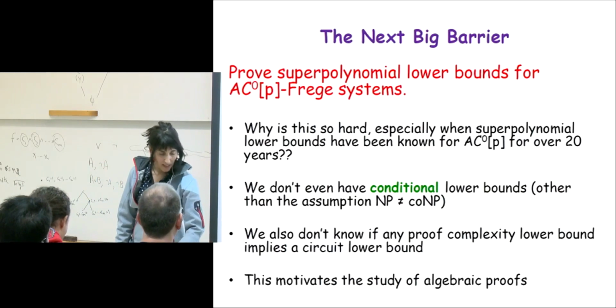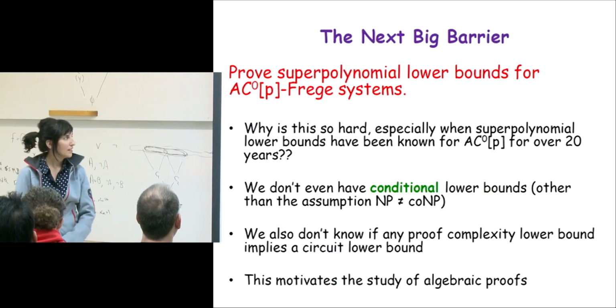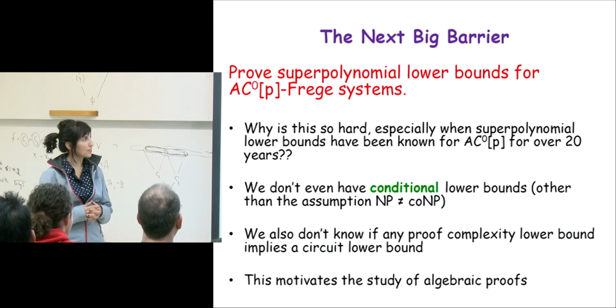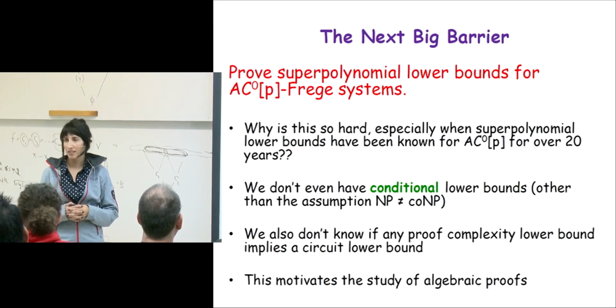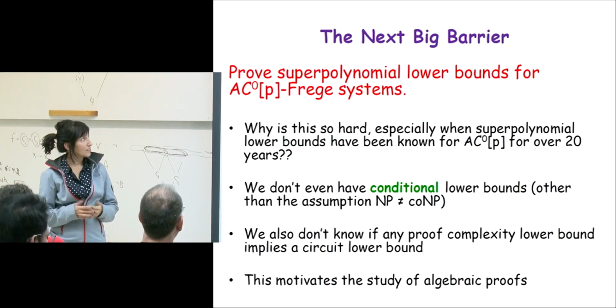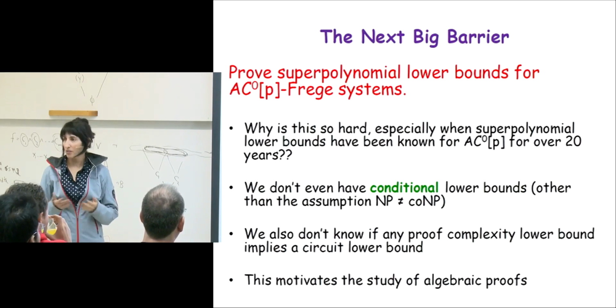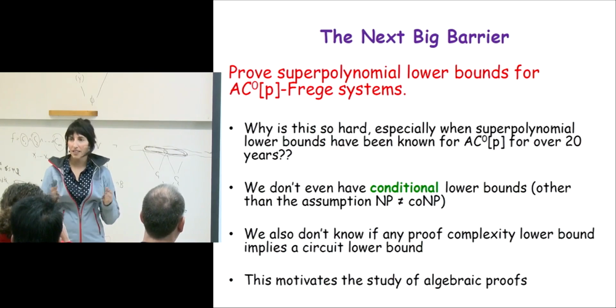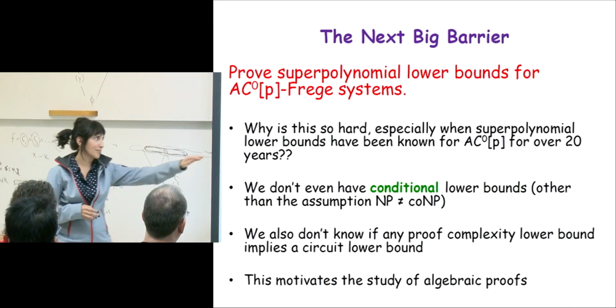And it's a bit puzzling, because Razborov and Smolensky proved lower bounds for the analogous circuit class a long time ago. Why is it so hard to get the corresponding lower bounds in proof complexity? We don't even have conditional lower bounds. So not only do we not have unconditional ones, but we can't even prove that under some assumption like NP not equal, except for NP not equal co-NP.